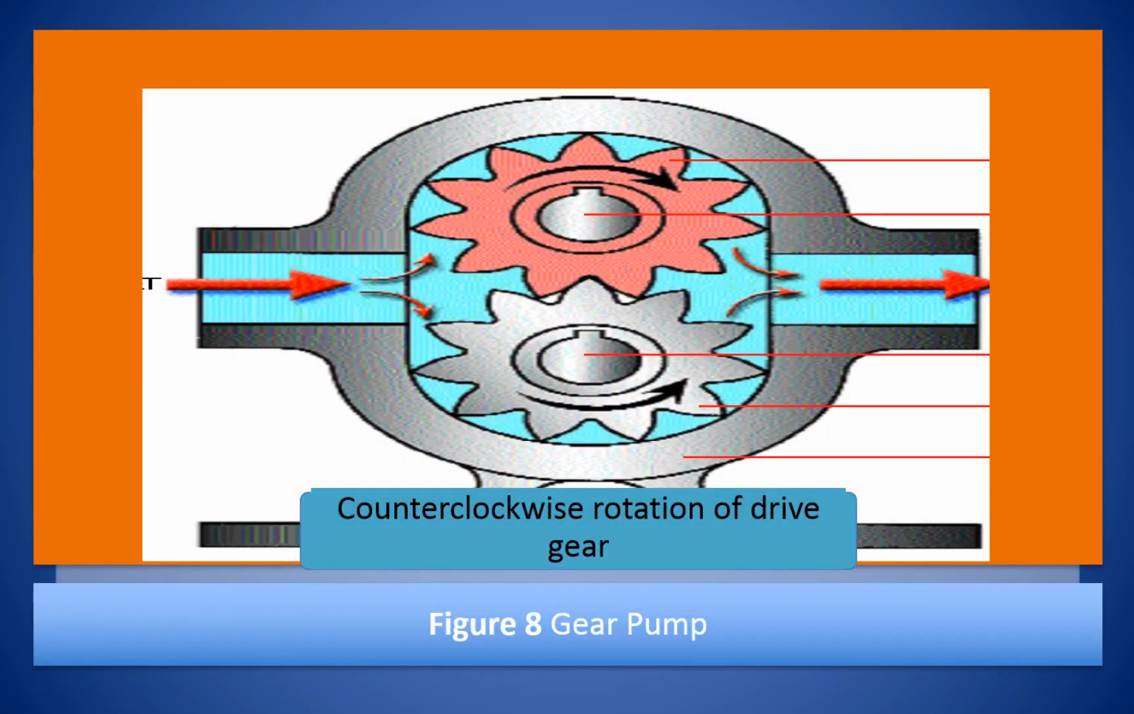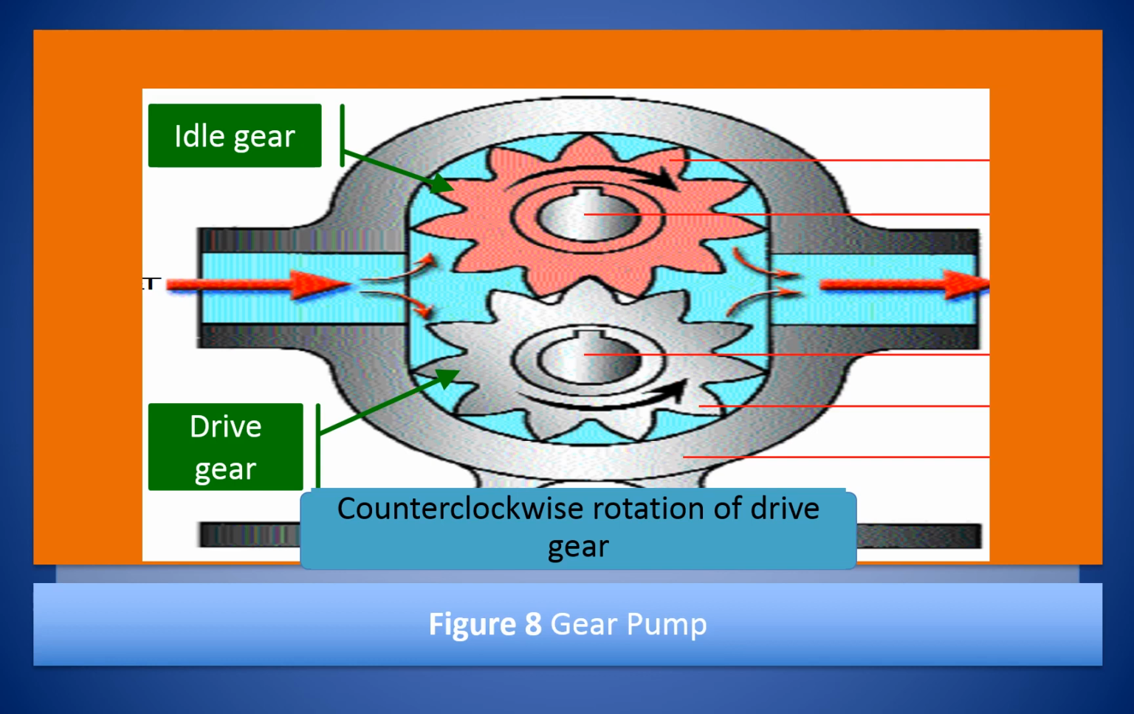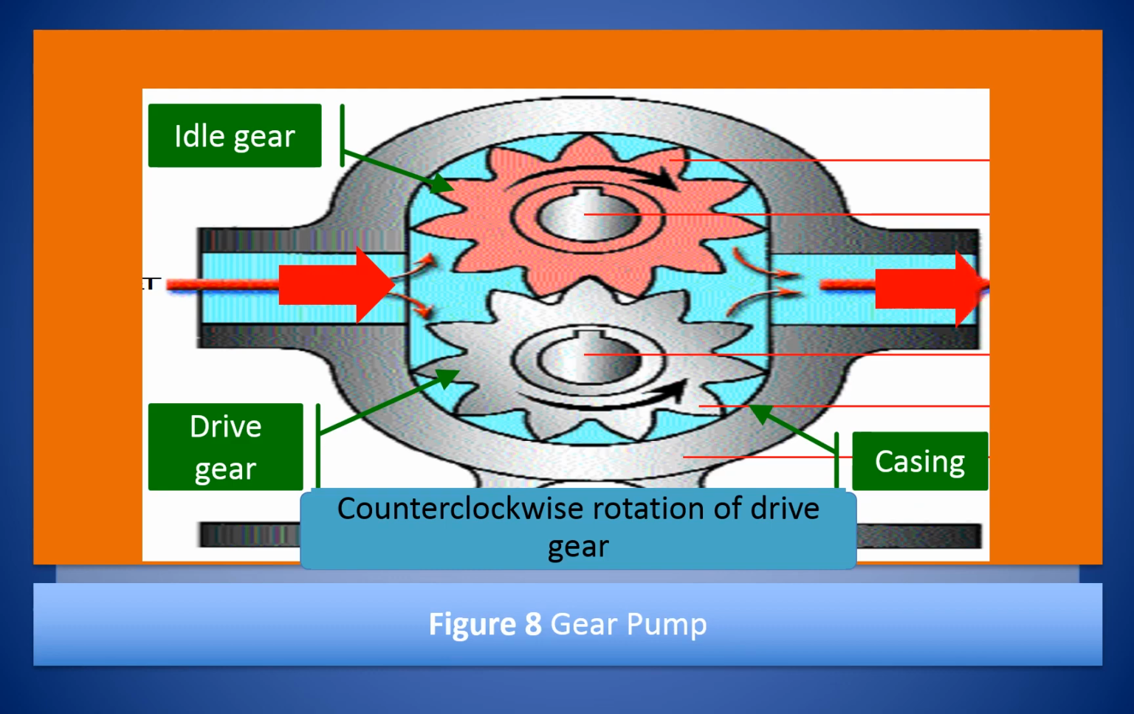Illustrated in this figure is a gear pump. The pump has 2 gears rotating in the opposite direction, driven by 2 different shafts, one by the motor and the other the idler. The vacuum created by the rotation of the pump captures and draws in the liquid. Counterclockwise rotation of the drive gear creates a vacuum that draws in the liquid.